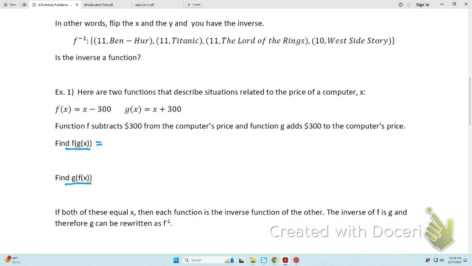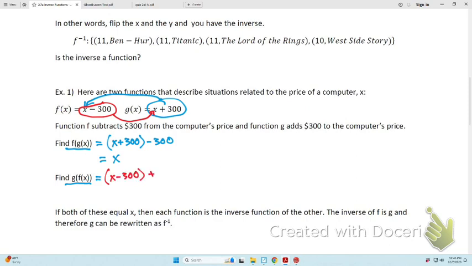We're going to start by writing function f, and you see an x, so we're going to put that right there. And then write the rest of function f, and the 300s cancel, we get x. For g of f of x, we're going to do vice versa. We're going to take this portion and plug it right there. So we have x minus 300 plus 300. 300s cancel again, and we get x.